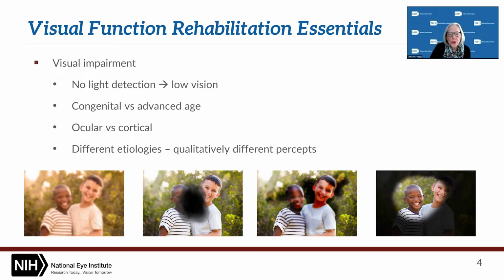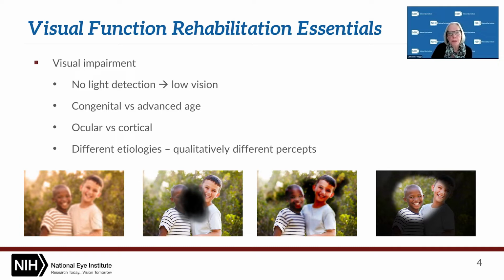Now, who the rehabilitation is for is also an important consideration. The term visual impairment covers a wide range of vision loss, from complete absence of light perception to someone who has some residual vision, but the lost vision is not correctable. And importantly, it interferes with daily activities. We refer to this as low vision.